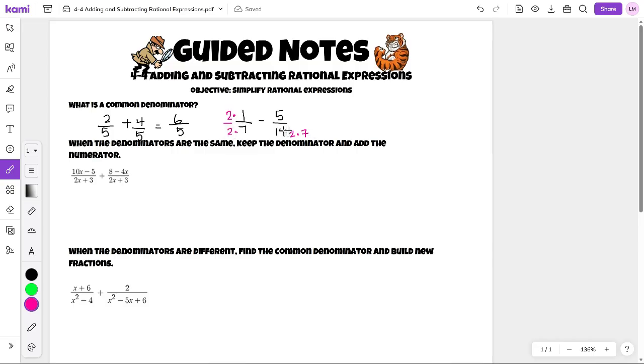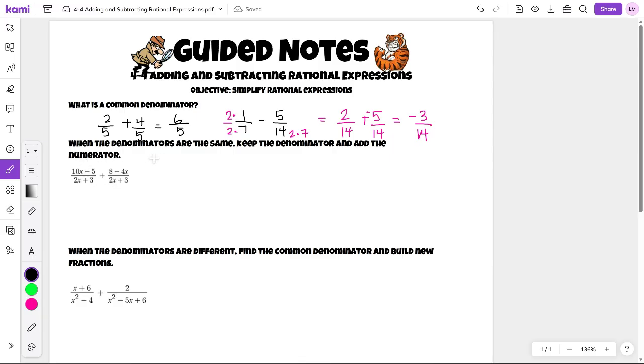All right, so this denominator is okay. I'm going to leave it, but the first one I have to change. So 2 times 1 is 2 over 14 minus 5 over 14. And I can change this to plus and negative if I want to, and there's a reason for that later. Obviously, you don't have to. So negative 3 over 14 would be my answer. So if my denominators are the same, keep the denominator, add or subtract the numerator. If they're different, then we have to build them up so they are the same, and then we can go back to the original. All right, so let's check out this one.